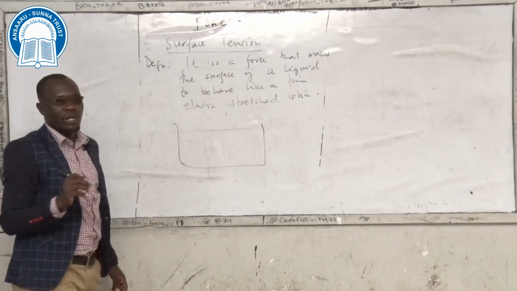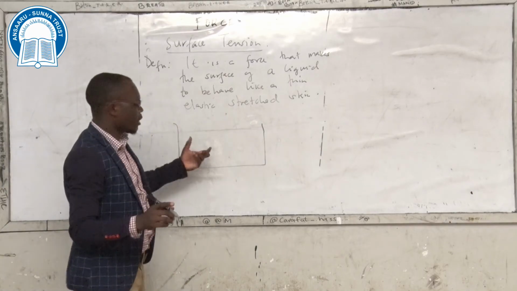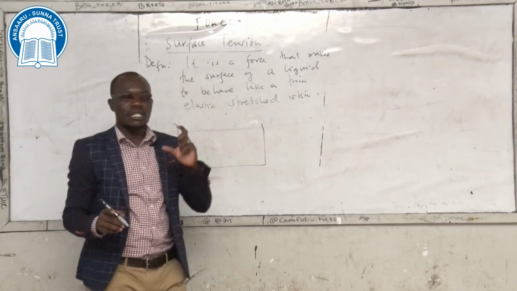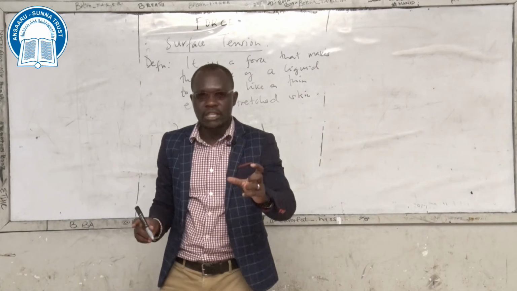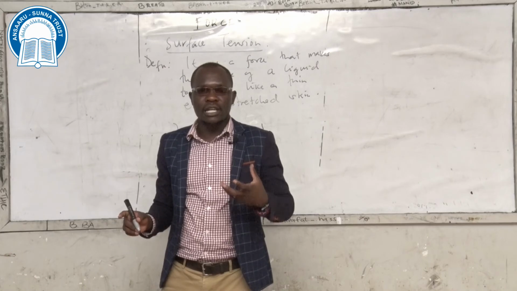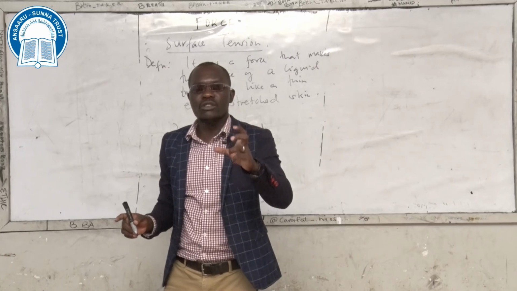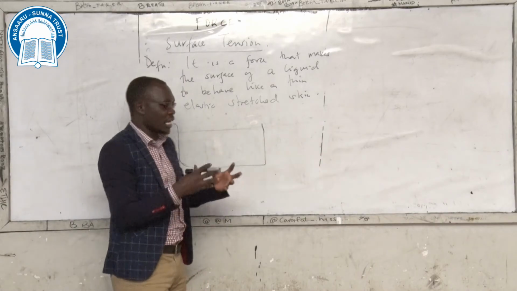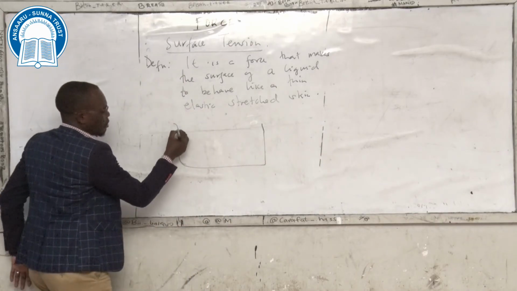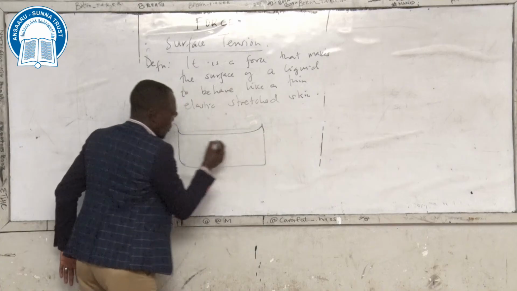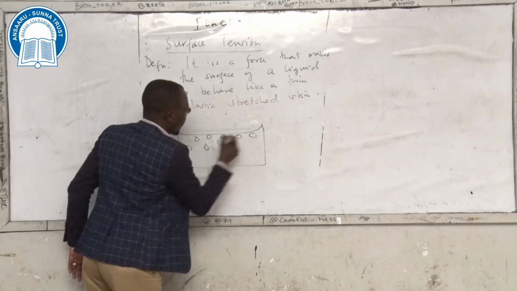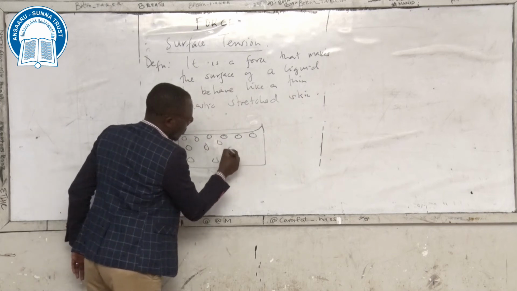In our previous lesson, we learned about a type of force called cohesive force. And we said cohesive force is a force of attraction between molecules of the same kind. And we are using an example of the molecules of water. There is a force attracting the molecules of water to each other. If this is water in a basin, we have molecules of water.